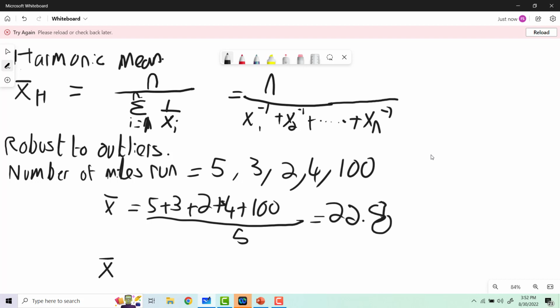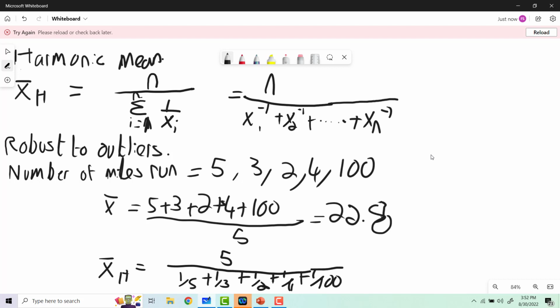But my x bar harmonic is going to be 5 over 1 over 5 plus 1 over 3 plus 1 over 2 plus 1 over 4 plus 1 over 100. You see this large value has relatively less influence. And that's going to be 3.87. We might actually come across the harmonic mean later in the class.